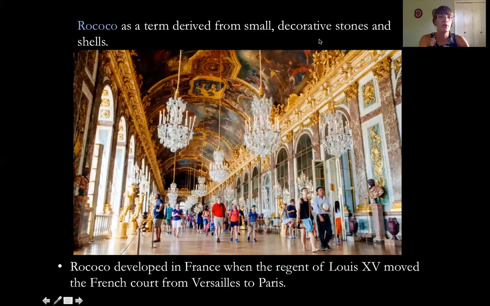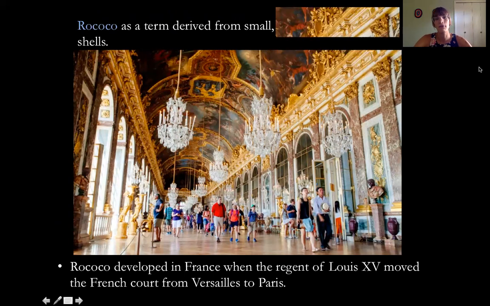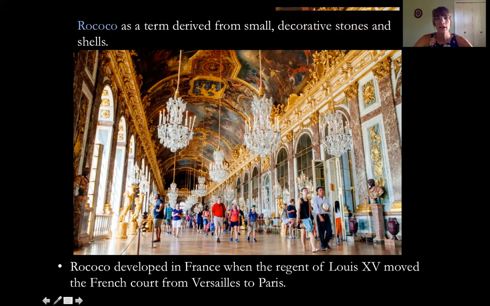So let's talk about the first movement that I wanted to touch on today, though, the Rococo. The Rococo, as a term, is derived from small decorative stones and shells, and you can see it's influenced the space here at Versailles. This is a palace that was about half an hour out of Paris. You have to take the train to get there.